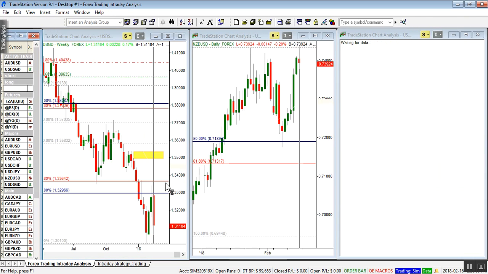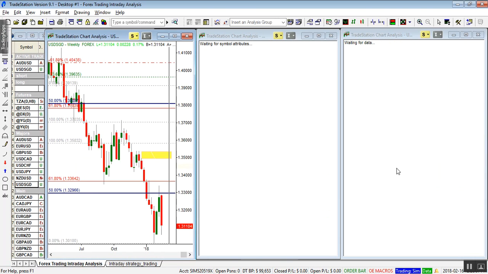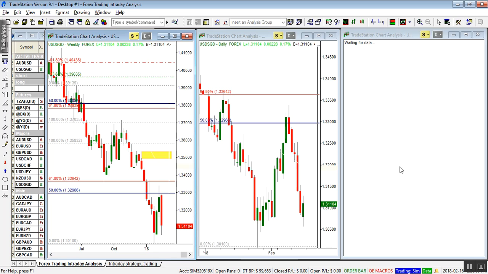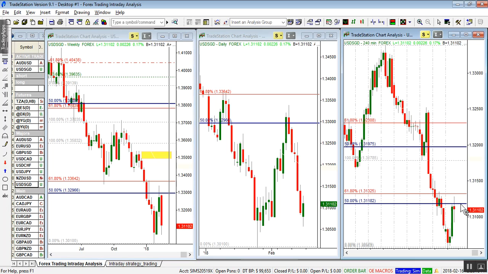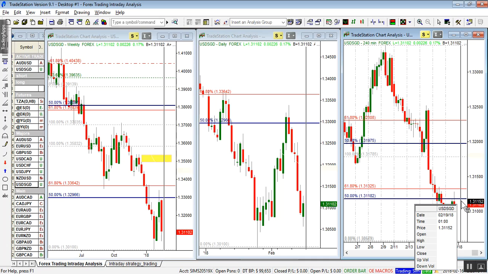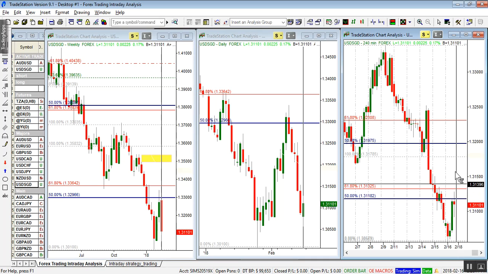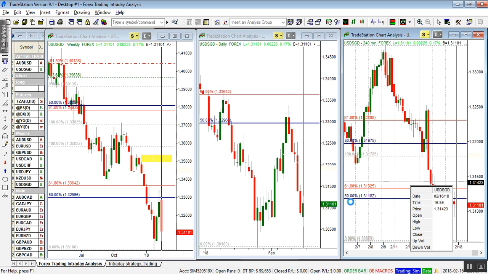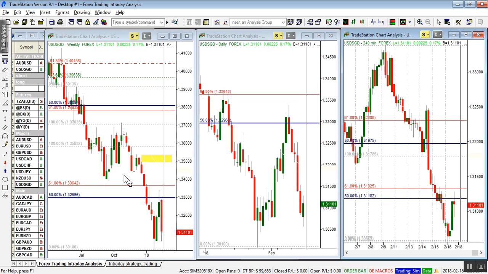US dollar, Singapore dollar, we reviewed that already. This market has had a nice move lower here. It is trading the 31.18, and we will see whether the market can get above that, or trade that level and continue lower next week.